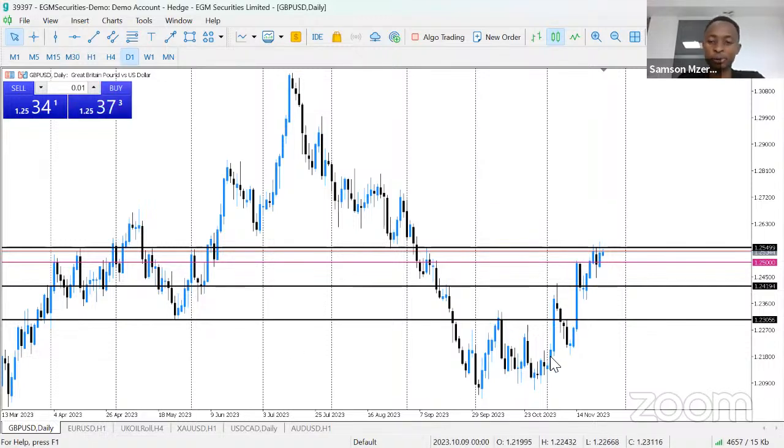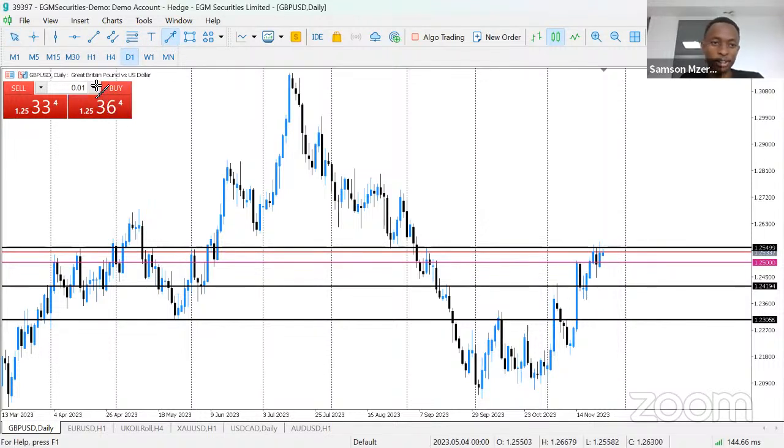For example, on the pound here, we've started making higher highs. So that shows you that we are in an uptrend. But remember again, last week we said the change might not be very drastic. It might be gradual instead. So you can see here, this was the high. This was the change of character over here.